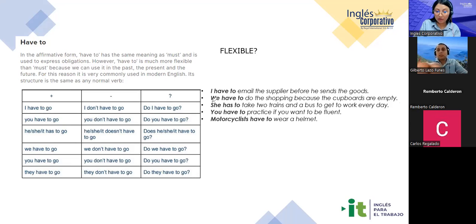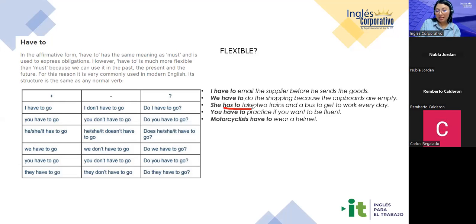We have to. ¿Será que es flexible esta decisión? Tenemos que ir de compras porque el almacén, podríamos decir, está vacío. ¿Is it flexible? No. ¿Habrá una consecuencia si no lo hago? Claro. No va a haber comida y vamos a aguantar hambre.